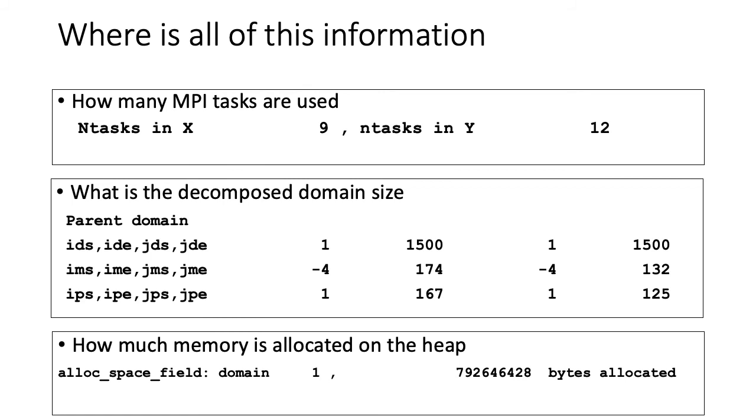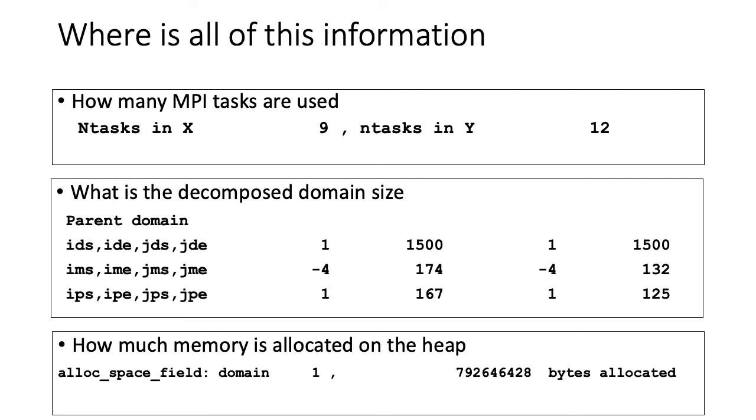The next set of information in the RSL file is about the resultant domain sizes from that decomposition. You'll see the middle letter is D for IDS, IDE, JDS, JDE. That D is domain, the entire domain size. IDS, IDE is domain start, domain end. In the I direction and J direction, this is 1500 by 1500. So it's 1 to 1500 and 1 to 1500.